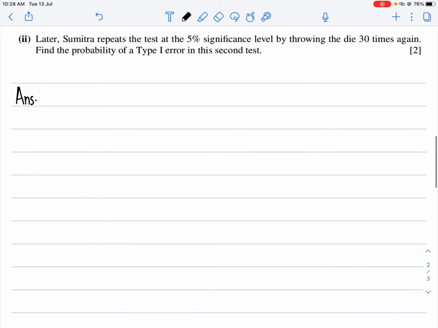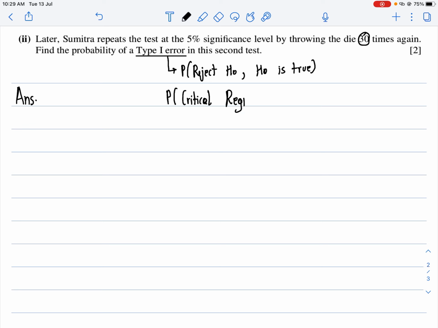Now I'll go to part 2. Later, Sumitra repeats the test at 5% significance level by throwing the die 30 times again. Find the probability of a type 1 error in the second test. A type 1 error means the probability when you reject your null hypothesis, but the null hypothesis is true. In simple words, you need the probability of the critical region. The critical region is the region from where the rejection starts, because you need to reject your null hypothesis.